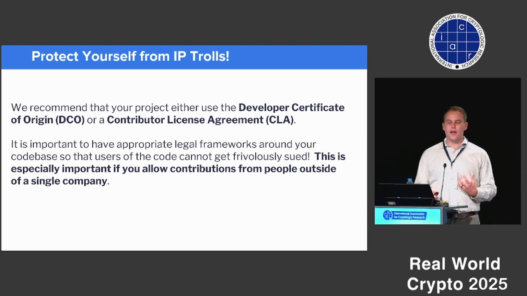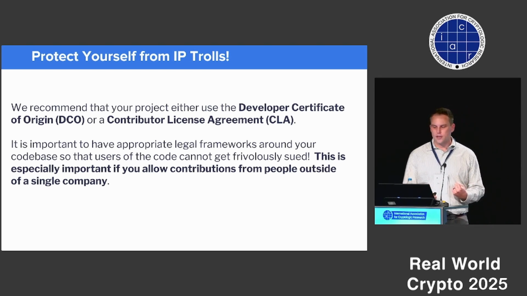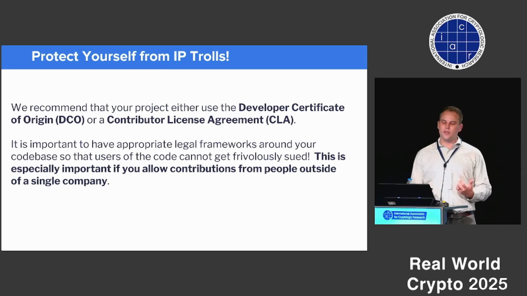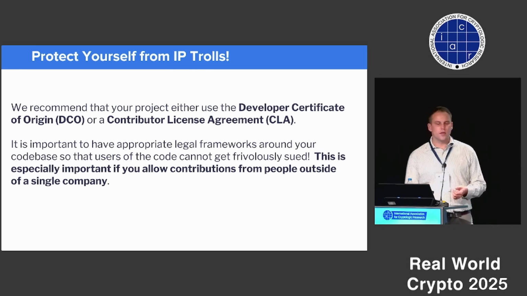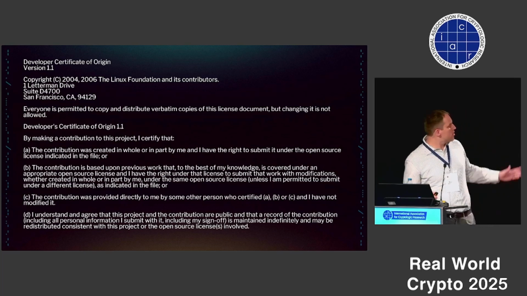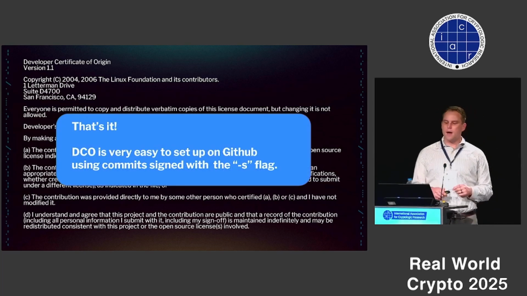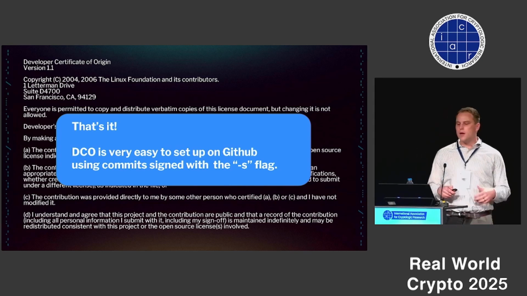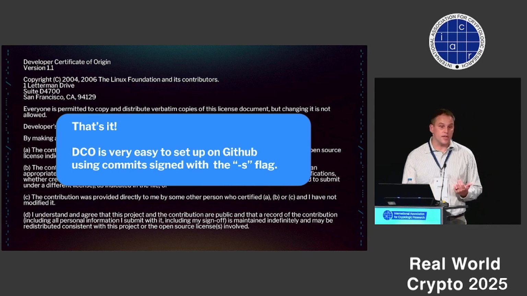So we recommend that if you have a project and you allow outside contributors, you use either a developer certificate of origin or a contributor license agreement. A DCO is particularly easy to use. This is the DCO right here. I apologize for the darkness on the screen. It's very easy to set up on GitHub. You can just use commits signed with the -s flag.